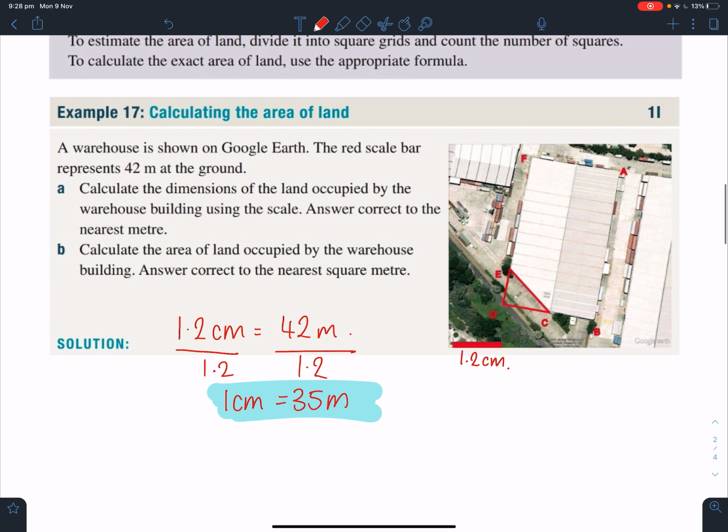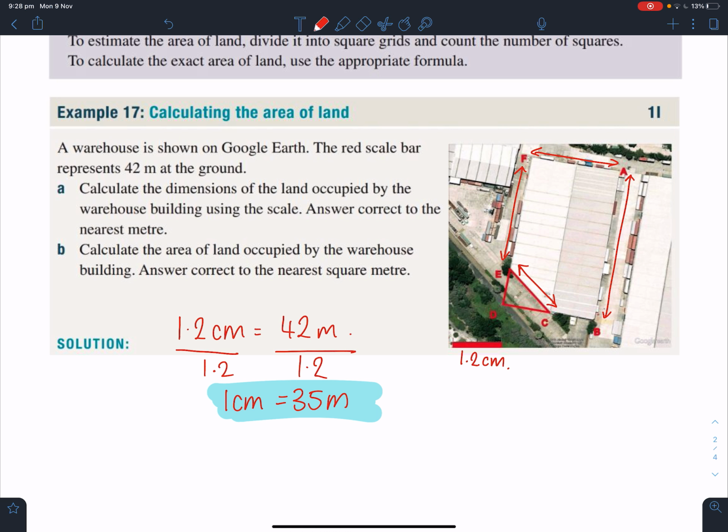Let's calculate. What do they want? Calculate the dimensions of the land occupied by the warehouse building. So they want to know what all of these measurements are. What I'm going to do is write in what they are when I measure them with a ruler, and then we'll be able to calculate.